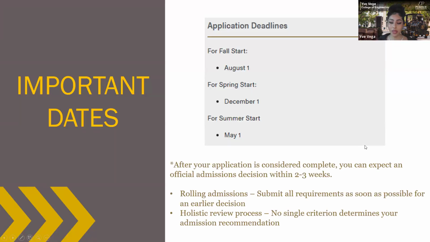And we do have 3 different cycles that you can submit your application for. We have a fall term, a spring term, and a summer term. Our summer term is right around the corner with a deadline of May 1st, and then the next one would be fall. Now, your application is not considered complete until you have submitted all application documents in addition to your application and the application fee. So once we have everything together, it usually takes anywhere between 2 to 3 weeks for us to make admissions decisions.